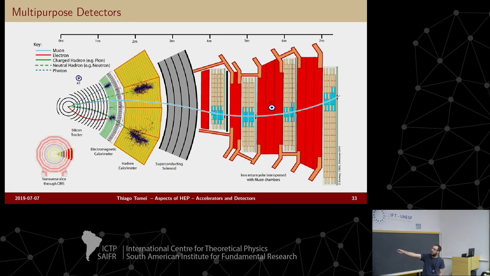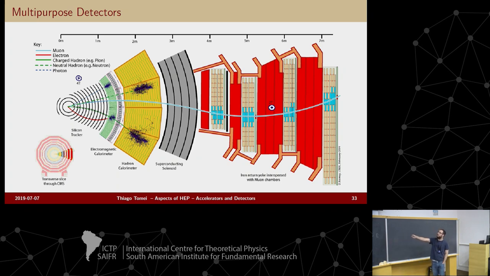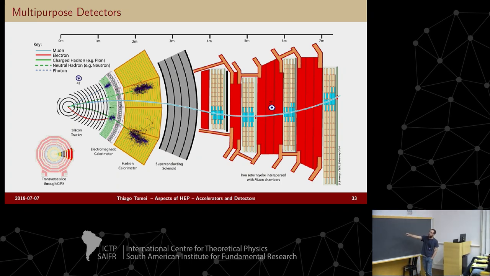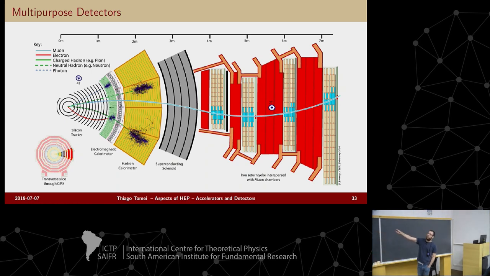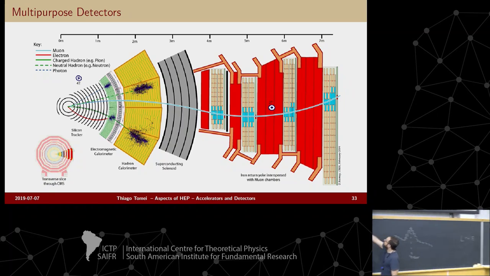Then you have a hadron calorimeter, where you tune it the other way around, and we stop all of the hadrons, both charged and neutrons. Muons go through all of it, and then you have another tracker outside here with another magnetic field. But here you're much farther away, and only the muons pass through. So here you don't need silicon. You can make do with, for instance, gas chambers. And then you have to correlate all of these signals in order to understand what came through here.